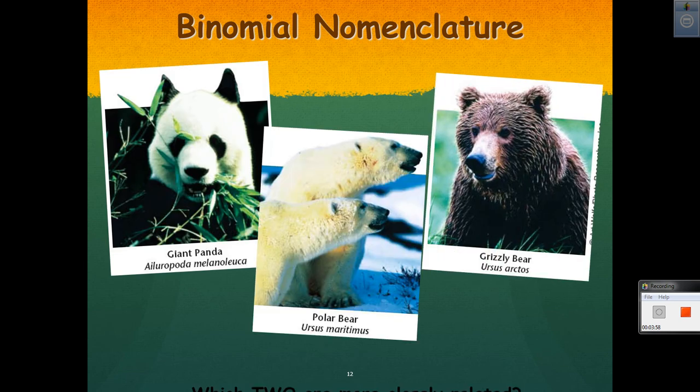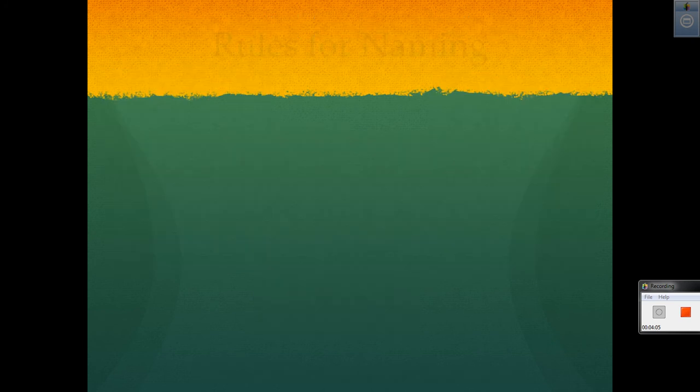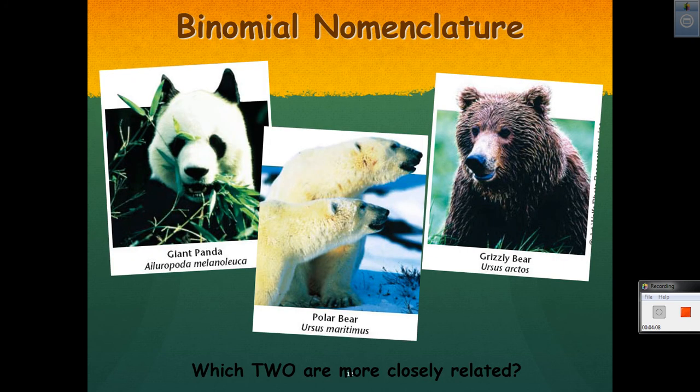If you take a look at these three pictures, which two are more closely related? The giant panda, the polar bear, or the grizzly bear? I would hope that you would say that the polar bear and the grizzly bear are more closely related because of the Ursus as their genus name. The giant panda is not even closely related to these guys. It's a far distant cousin. He's not even in the same genus.